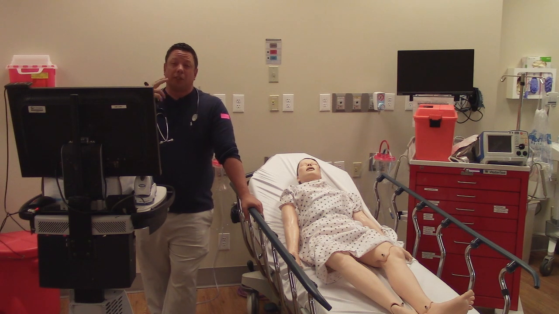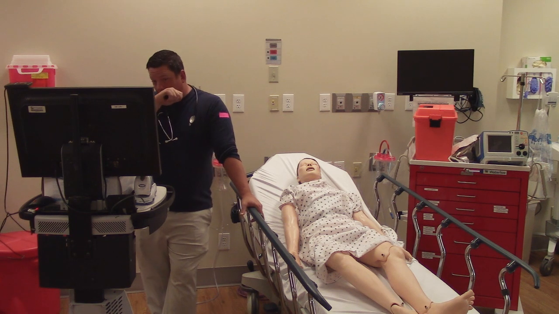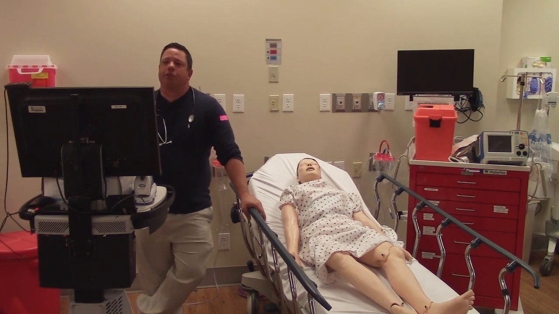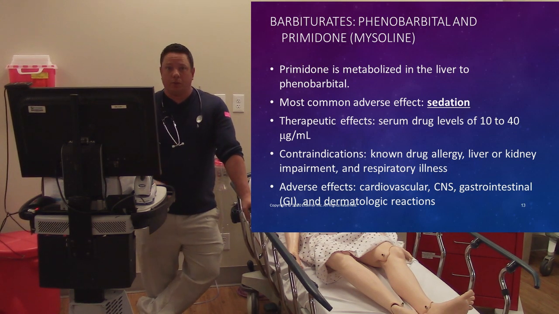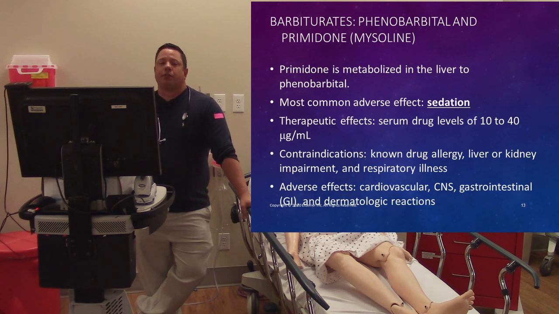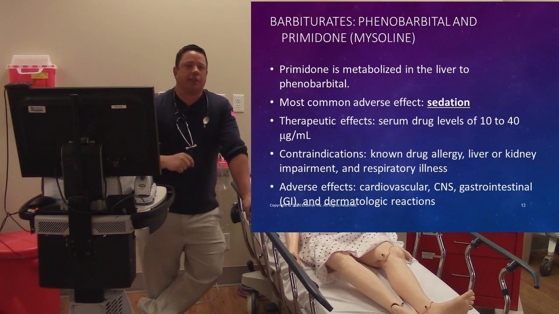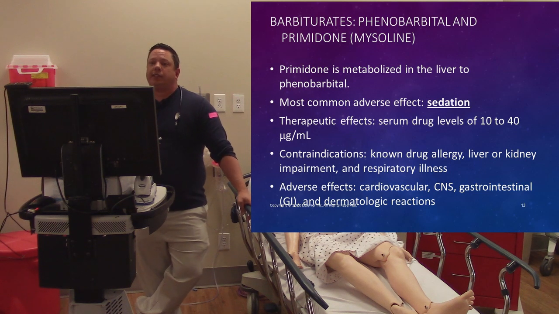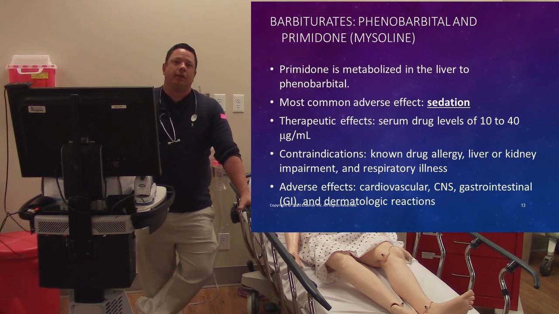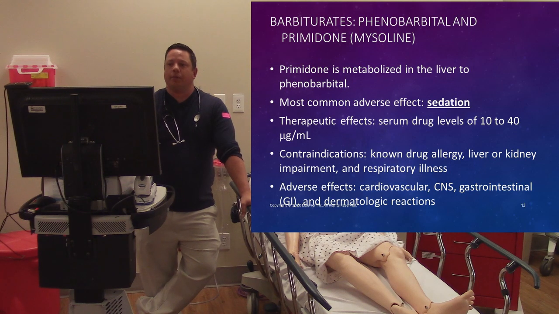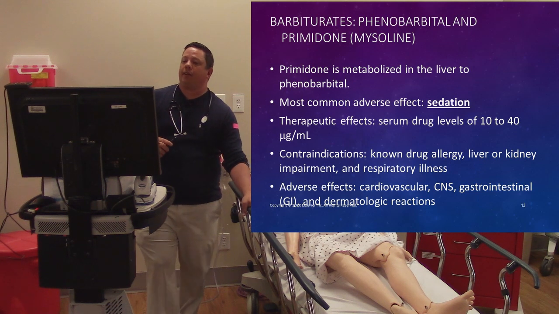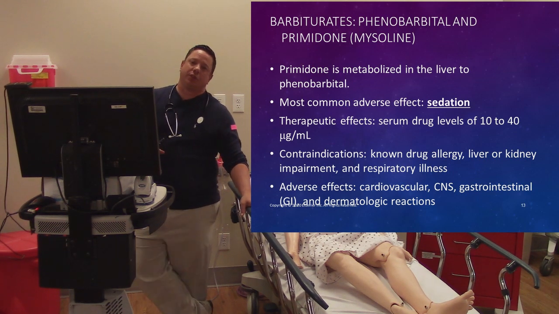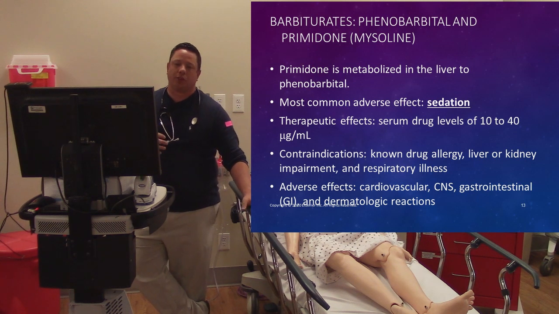Also Keppra, levetiracetam, I've given a decent amount IV in the ER and also in the ICU. So, barbiturates: phenobarbital and primidone. Primidone is metabolized in the liver to phenobarbital. Phenobarbital is a barbiturate that we talked about in the CNS depressant section, so it makes sense that the most common adverse effect is sedation, right? As for therapeutic effects, this one does have drug levels that you can draw, which can be between 10 and 40. This medication isn't used as often, though. Barbiturates aren't used as often as other medications are.